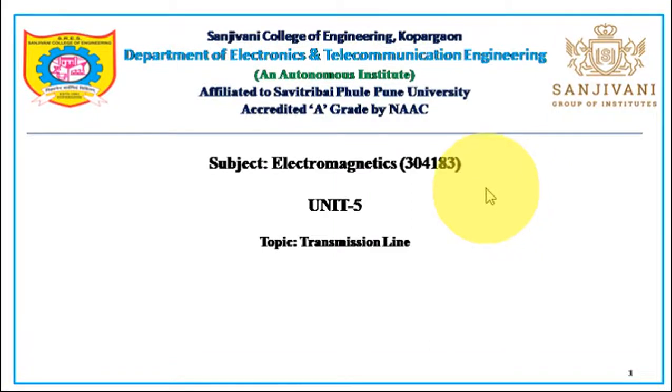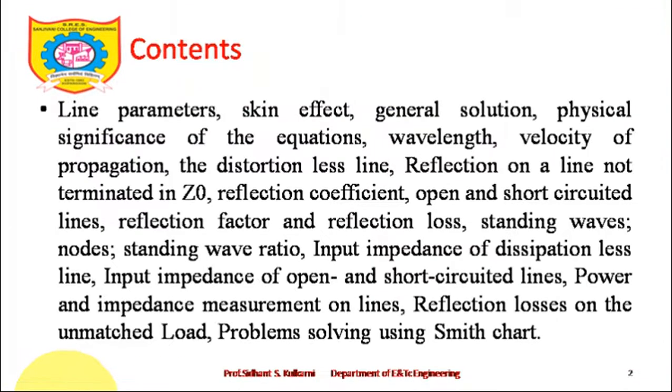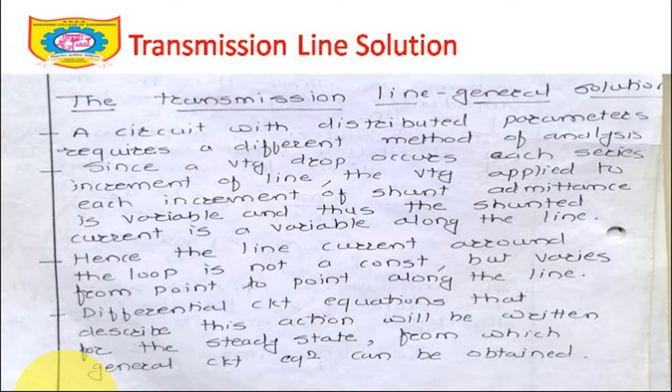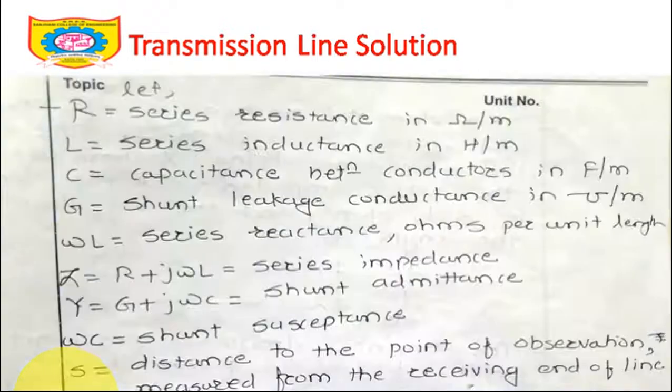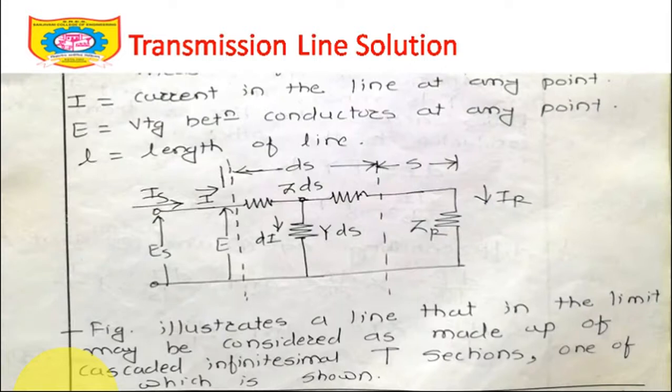Welcome back, students. In the previous lecture we started with the general solution of the transmission line, and we were just going through the general solution. The basic things are clear: what is RLGC, what is series impedance, what is shunt admittance, and this small T section of the transmission line, which is infinitesimally small. We can assume the transmission line is a cascade or series connection of these infinitesimal T sections that we have gone through.